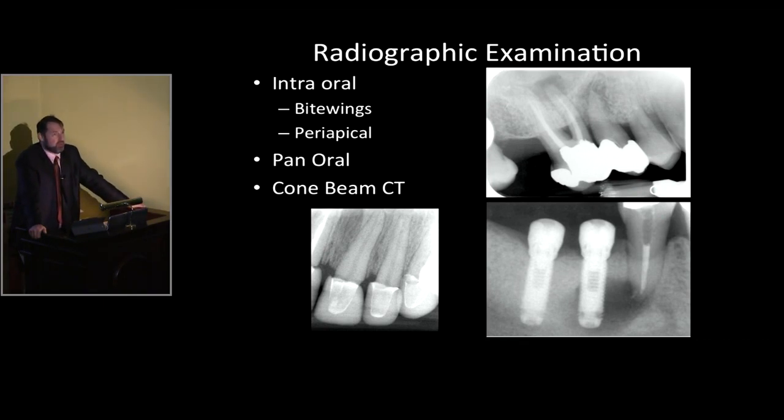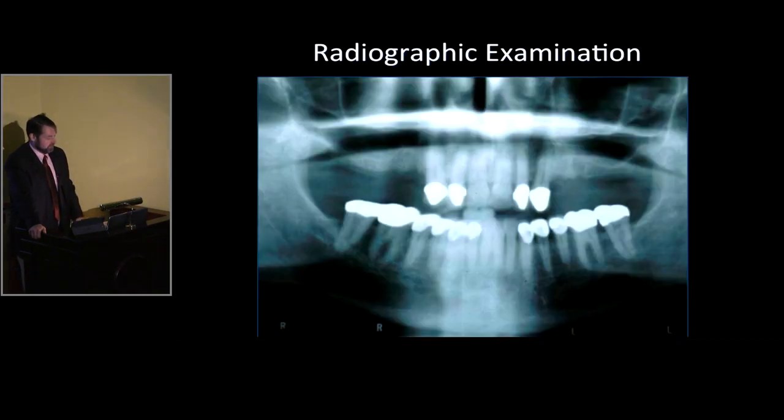radiographic examination is important, and we have available to us intraoral radiographs, bite wings and periapicals, and these can show us such things as bone levels around the necks of teeth, apical pathologies present, and also the condition of restorative margins. A panoramic radiograph can show us things like the presence or the location of the inferior dental canal and the location of the sinuses and whether they are pneumatized or not.